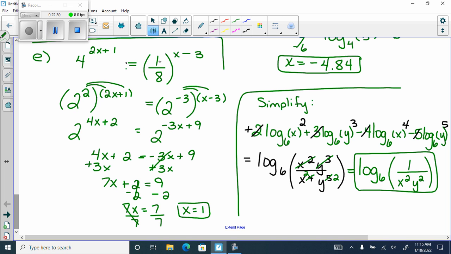Wait, so what is that to the 4? And a plus sign between the x and the y in the bottom? No. There is no sign at all. It's just all x to the 4, y to the 5.